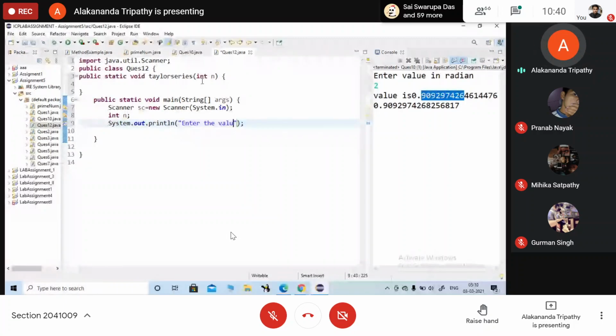Enter the value. It's test int. So call the function.